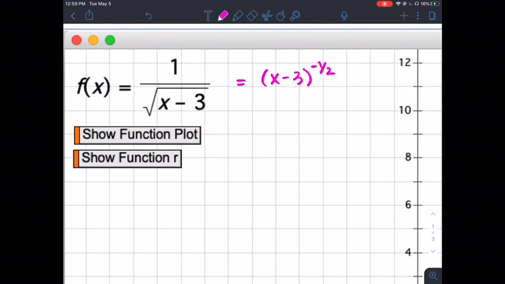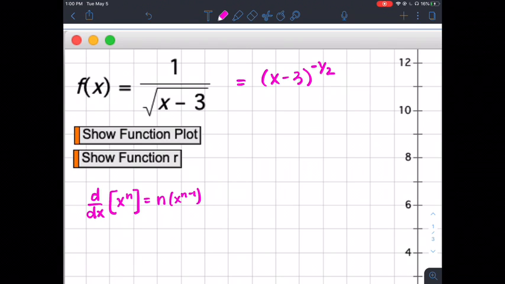Now this is a little bit different than our typical power rule. Now our power rule was defined. We said our derivative of x to the n. So we're talking about raising x to a power. Here we have x minus 3 being raised to a power. Is that going to change how I handle my derivative?